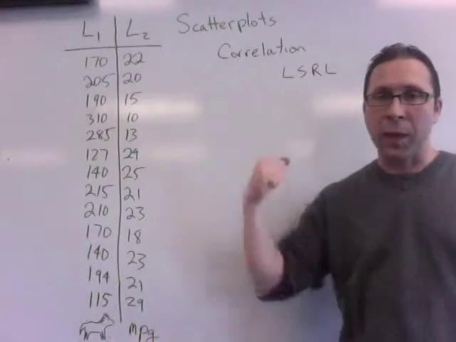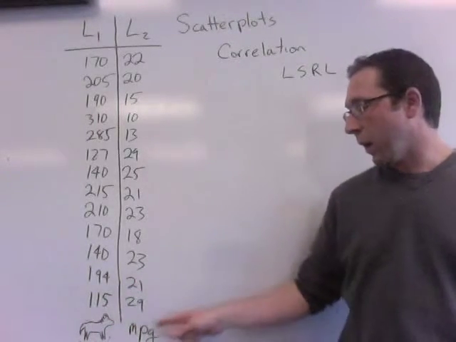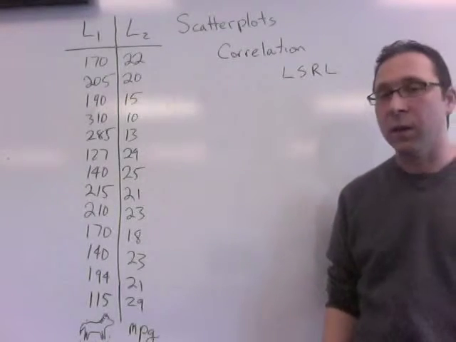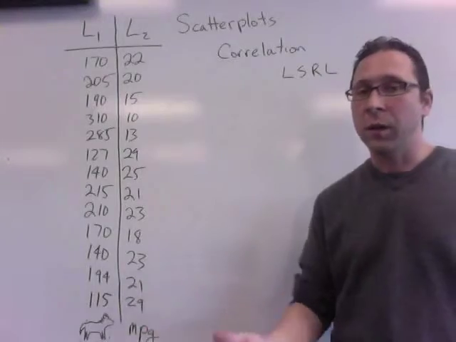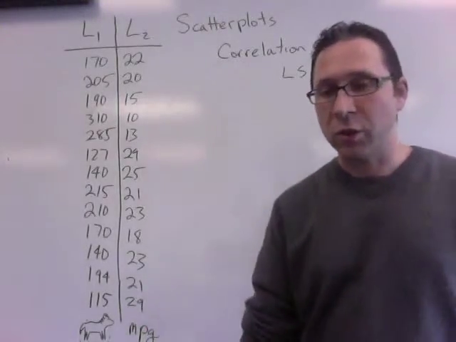Well, over my shoulder right here, we've got a list 1 and list 2 full of information. List 1 is the horsepower of a car, and the second list is the miles per gallon. How are the two associated with each other? The scatter plot will actually show us.